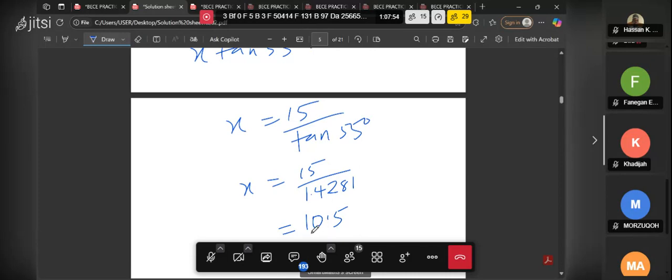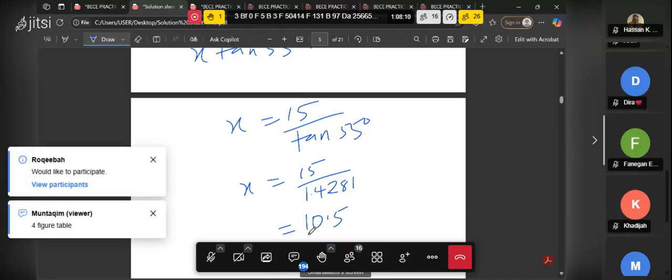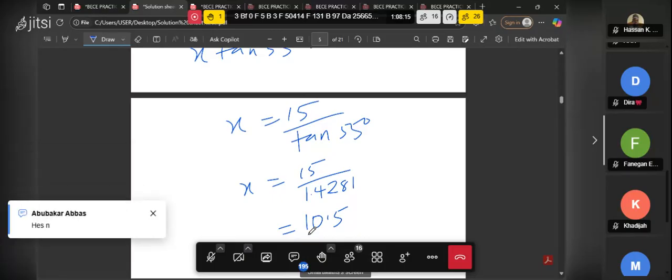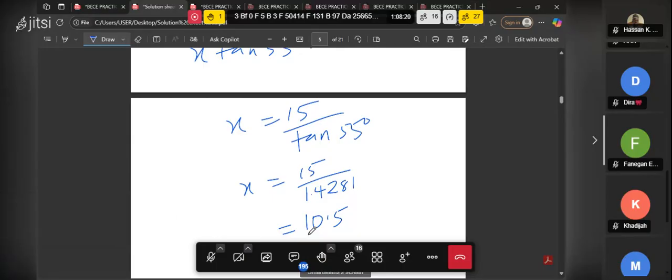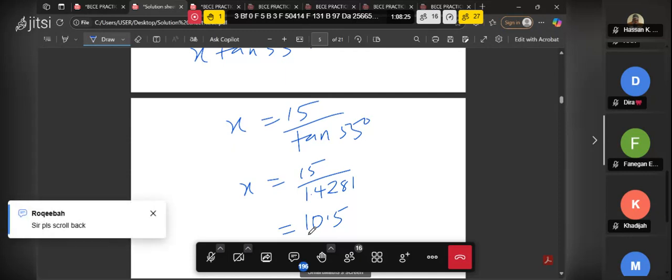If they don't allow you to use scientific, use your four figure table. Do you have four figure table? Yes, sir. Okay. Go to your four figure table now. Open it now, so I'll direct you on how to use it. Open to tan, tangent of angles, not tangent of sines, tangent of angles.